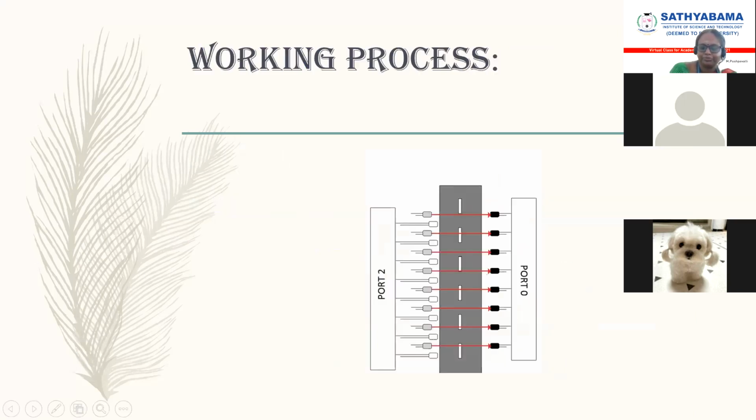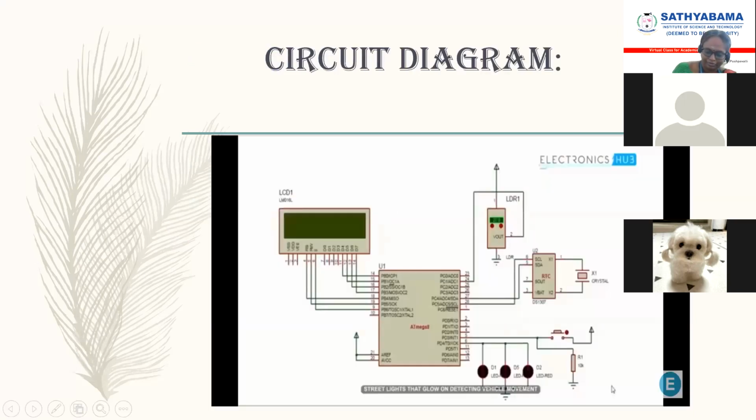This is a circuit diagram of a street light that glows on detecting vehicle movement. Mainly the microcontroller is the ATmega8 microcontroller. It is a 28-pin AVR microcontroller based on RISC architecture, and it is mainly used in embedded systems.